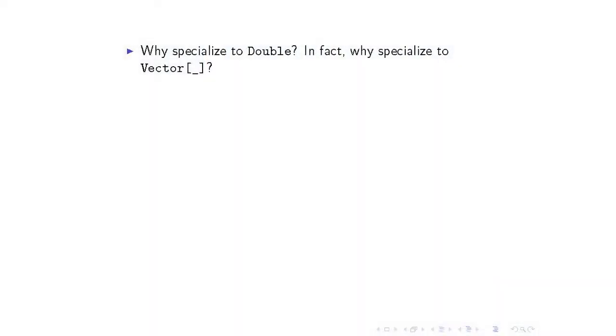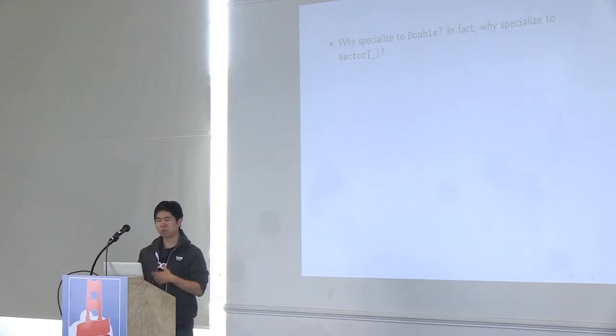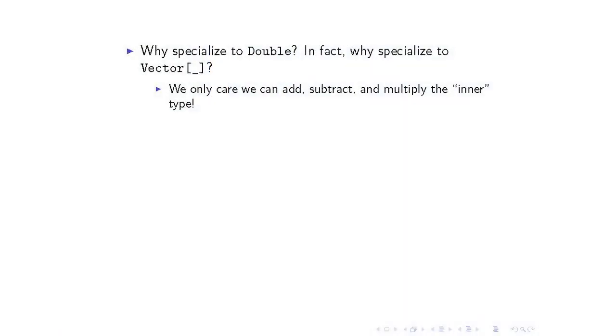But just as before, why do we specialize to double? And in fact, why do we specialize to vector? We know a lot of things. We can do a lot of weird things to double. We can do a lot of weird things with vector. So what do we really care about? Again, this is going to be a common thing. What do we really care about when we work with modules and vector spaces? Well, we only care that we can add, subtract, and multiply the inner type, the scalar type.